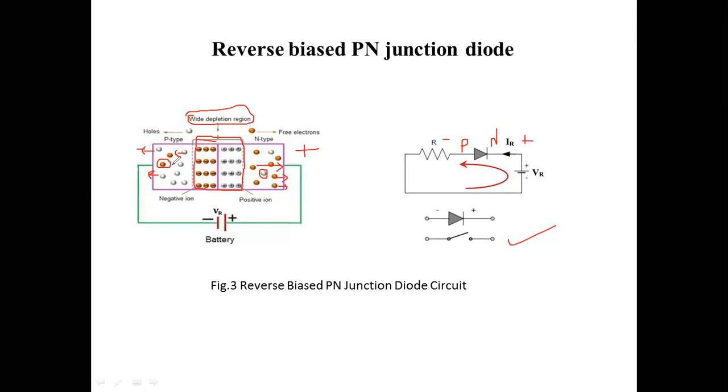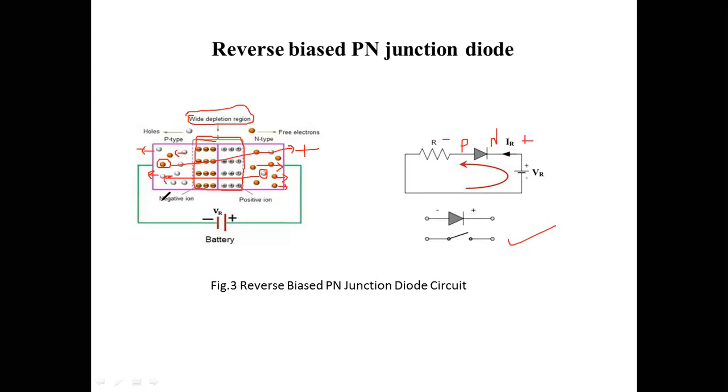They start attracted towards this positive terminal. Electrons, the minority charge carriers in the p side, are attracted by this positive terminal, and holes in the n side are attracted towards the negative terminal. They move in opposite directions, and that is a minority charge carrier current flow. That minority charge current flow is called leakage current. A very small current starts flowing.